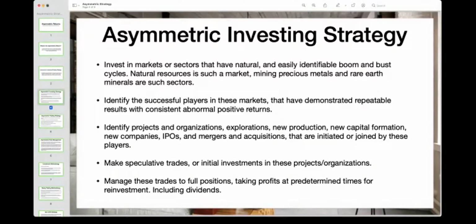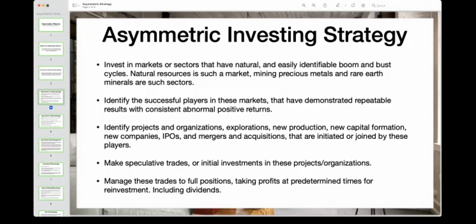Second bullet is we identify the successful players in these markets. Now, this is all part of our methodology and strategy. How do we find these plays that could blow up, that could be huge? We start by looking at the people that have demonstrated repeatable results with consistent, abnormal, positive returns. We want winners. We follow winners. That's the crux of our strategy, really. But there's more to it.